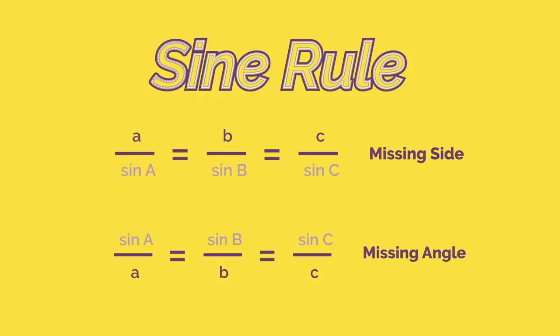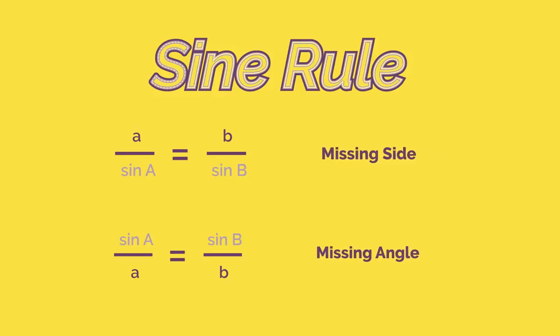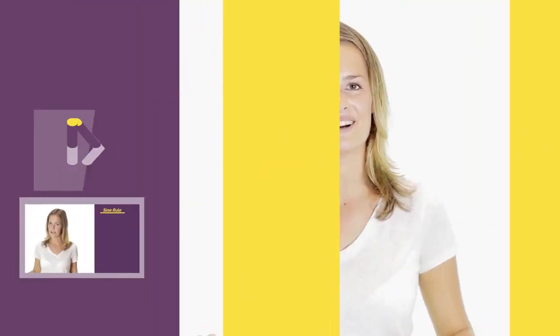Although there are 3 parts, we only ever use 2 of them. So I just ignore the C and the sine C and stick to the A's and B's. In the next video, we're going to look at when you can and when you cannot use the sine rule and how the cosine rule works when the sine rule doesn't.